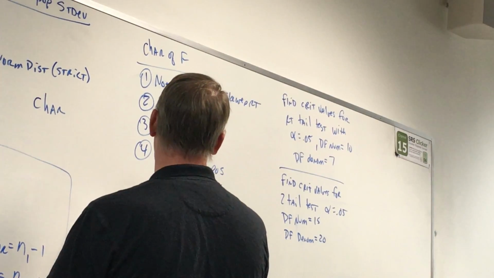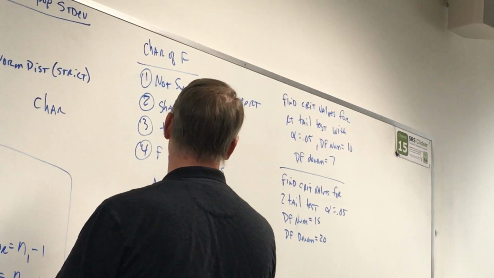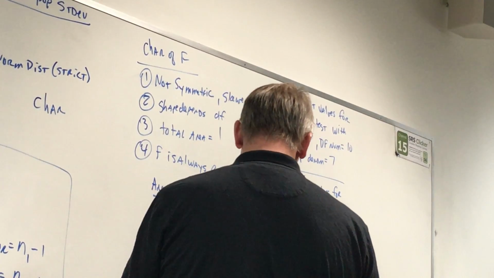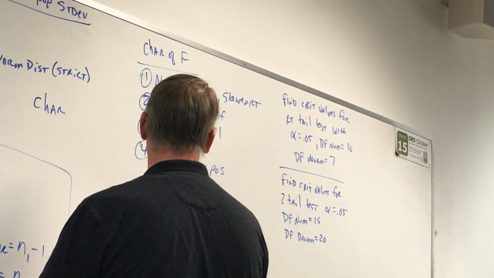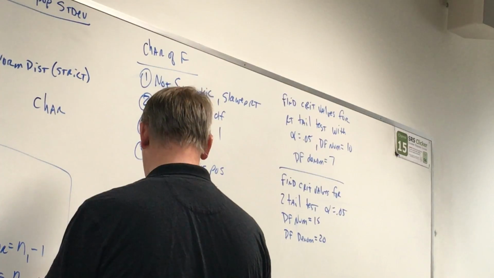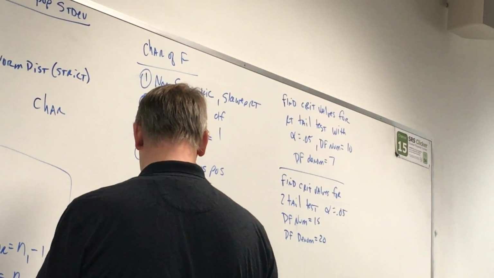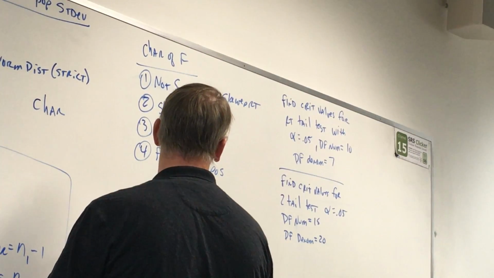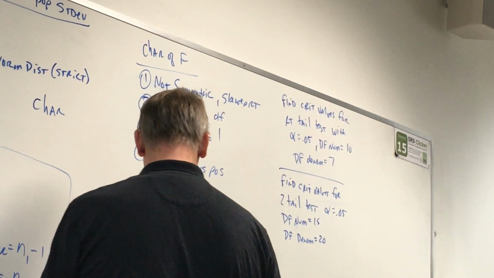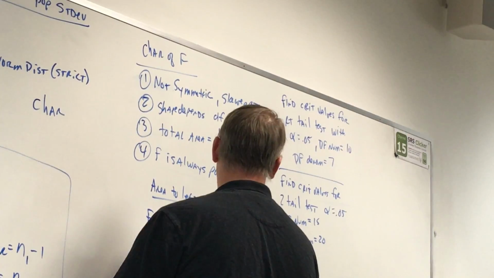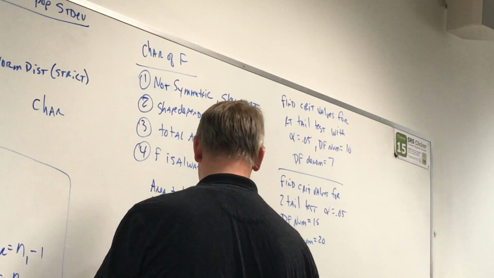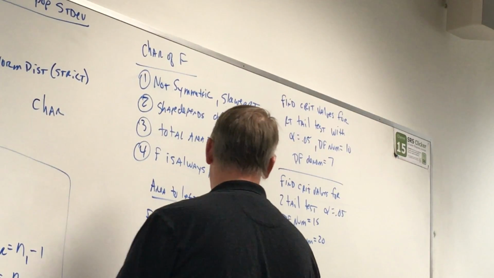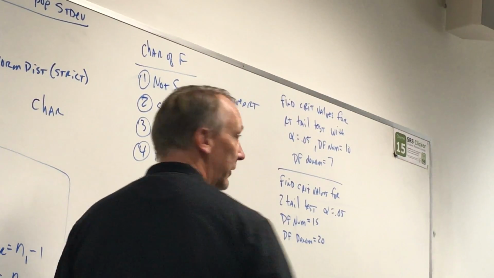for area to the left. Okay, so F of 1 minus alpha with your degrees of freedom for your numerator and your degrees of freedom for your denominator equals 1 over F of alpha, denominator, numerator. So notice I flip those around.